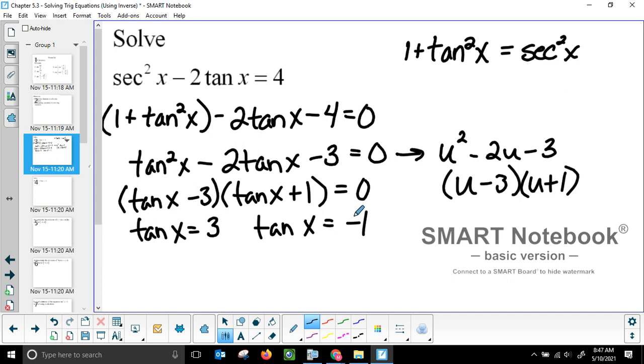If we look at our unit circle and ask where tangent of x is going to be negative 1, that's going to happen at 3 pi over 4 and 7 pi over 4. Oh, of course, I said I was going to do this in degrees, so I should do it in degrees. So that's going to be 135 degrees, and 7 pi over 4 would be 315 degrees.